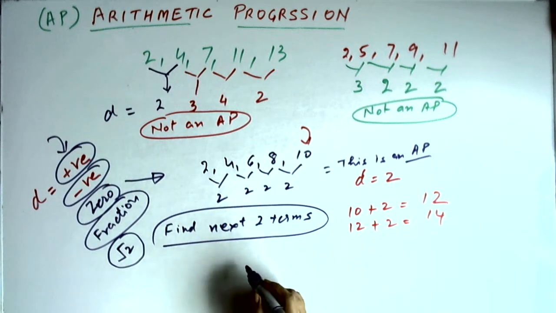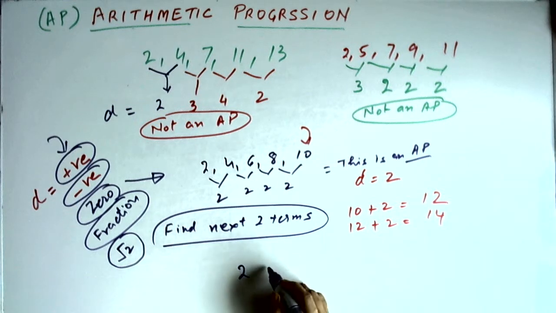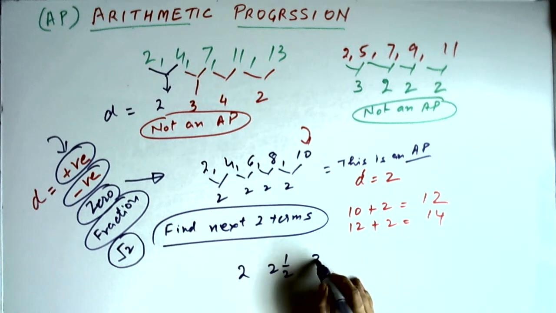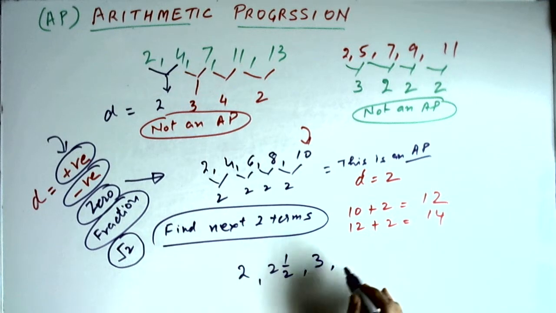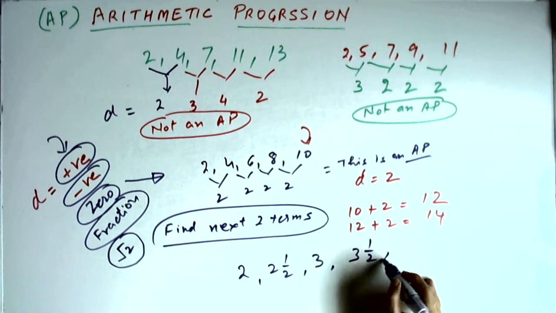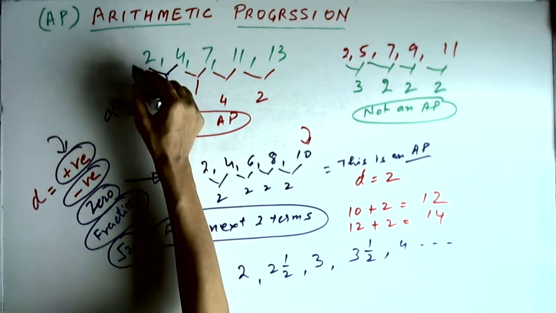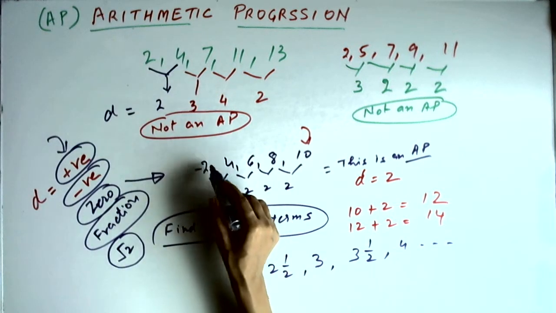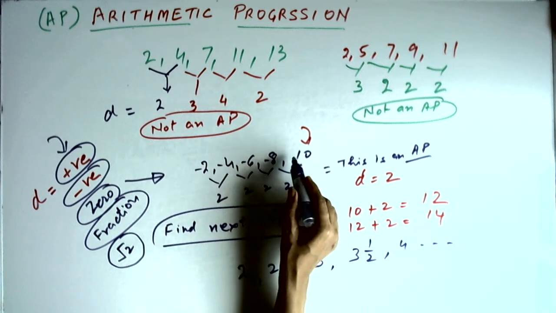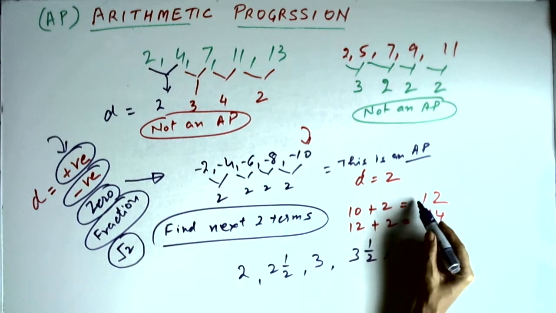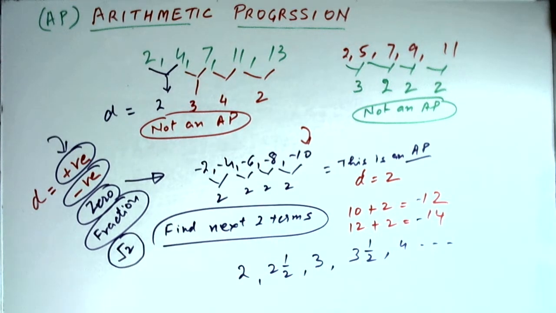So an arithmetic progression could be 2, 2.5, 3, 3.5, 4 and so on. Here the difference is 1 by 2. From here to here is 1 by 2, and from here to here is also 1 by 2. And it can be in the negative direction also. For example, it could be -2, -4, -6, -8, -10, and then the subsequent terms would be -12 and -14.